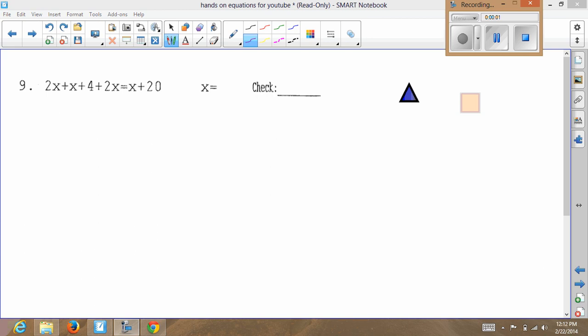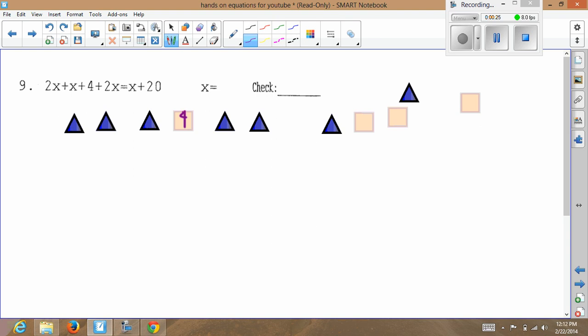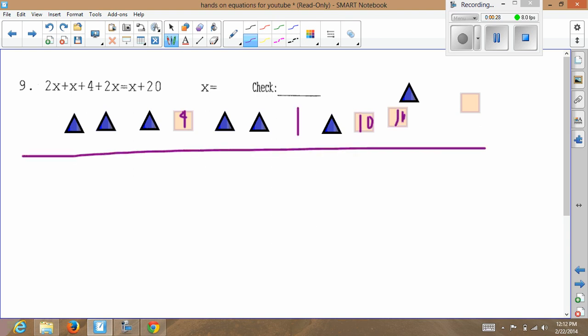Okay, so here we are with our third video on hands-on equations and what we need to do. And the first thing I'm going to do is model this problem. So what I have are two x's, another x, a constant value of 4, and then two more x's. This is equal to an x and a constant value of 20. So that's what that looks like.